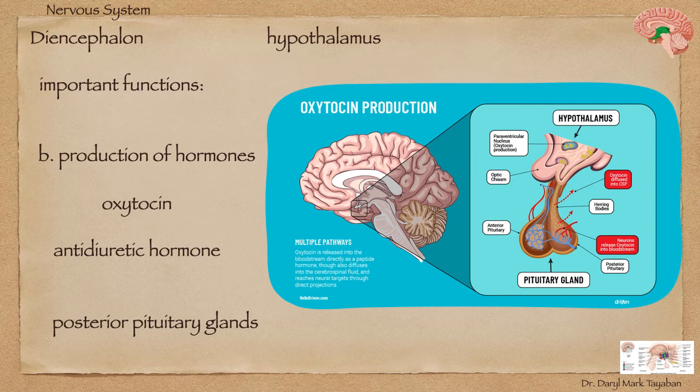Also, another hormone is the antidiuretic hormone. When we say diuretic, it's more on the excretion of urination. It's more on the urination. Nice to know. It's also not in our book.